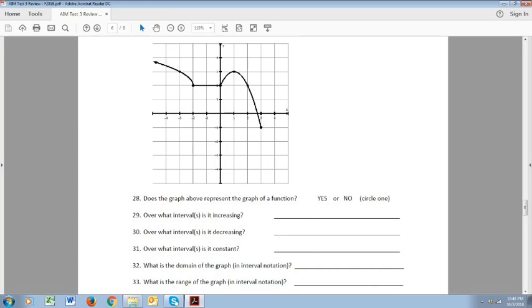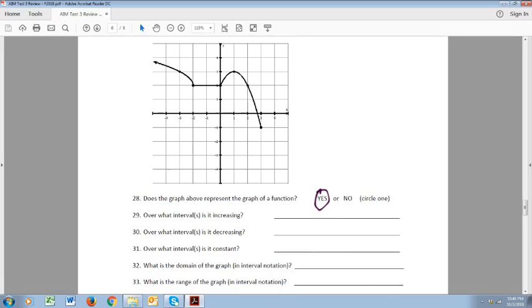All right, on number 28 it says, does the graph above represent the graph of a function? Well, it certainly passes the vertical line test, so that would be a yes. Again, you can just draw vertical lines going this way, and as long as you can't go through more than one point, the answer is yes, it is a function.